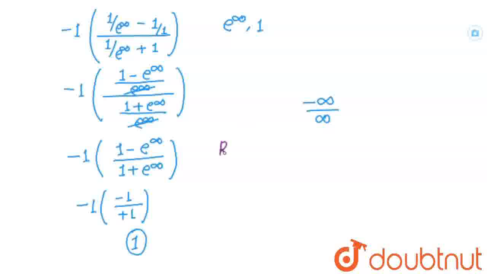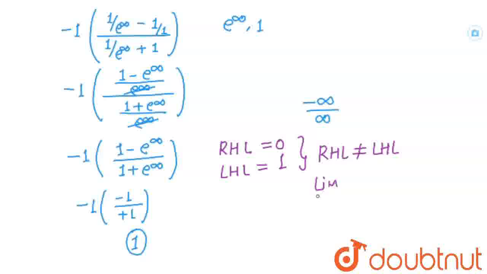Earlier we found RHL is equals to 0 and here LHL is equals to 1. And we can say RHL is not equals to LHL. So limit x tends to 0 does not exist.